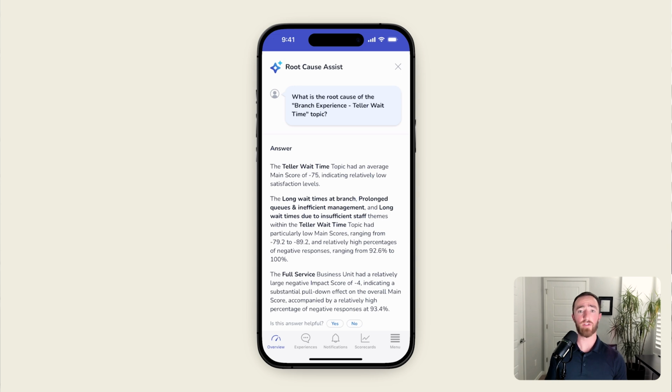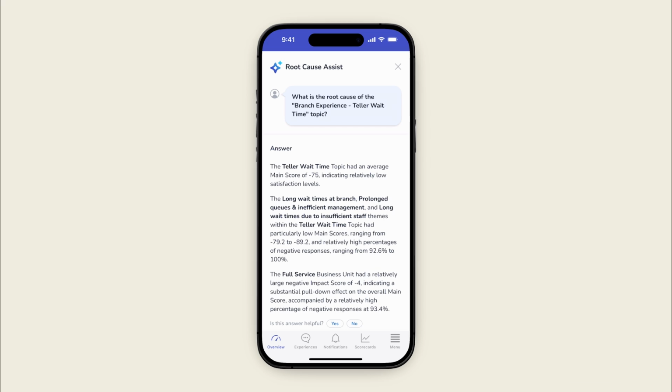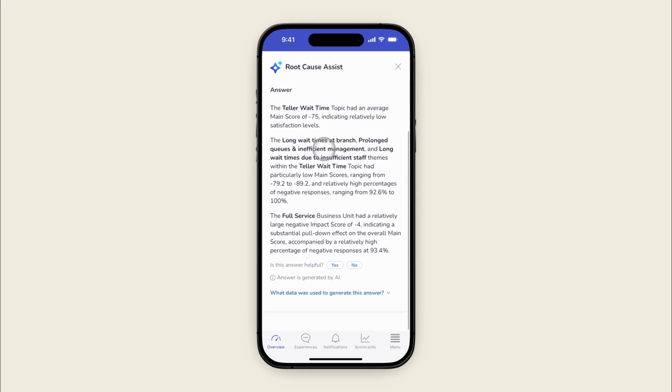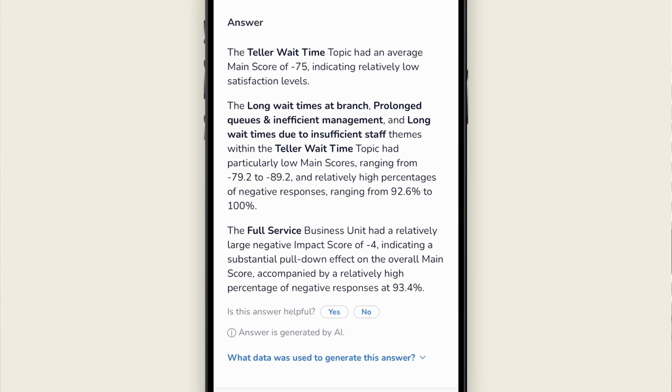And sure, Taylor's always been able to do her own root cause analysis in Medallia, but with GenAI pulling the data together, she can skip the fact-finding and get straight to taking action. And just like that, Root Cause Assist combs through relevant themes, customer segments, business units, and thousands of data points to show Taylor exactly what's contributing to the negativity around wait time.